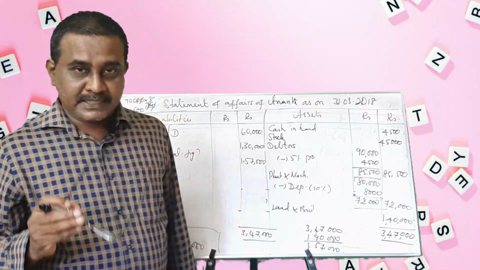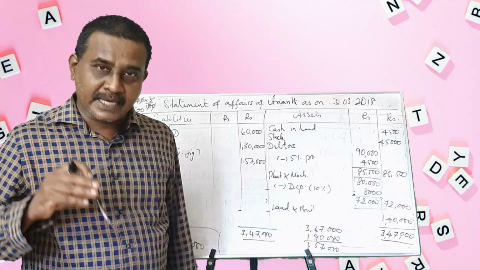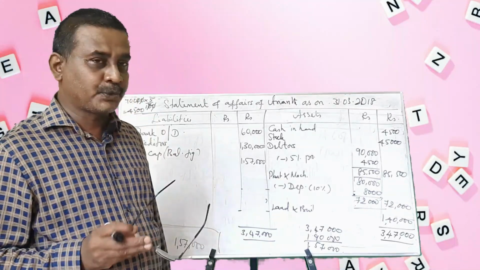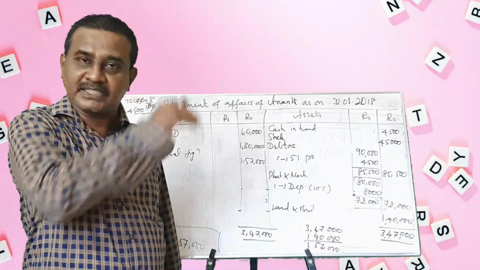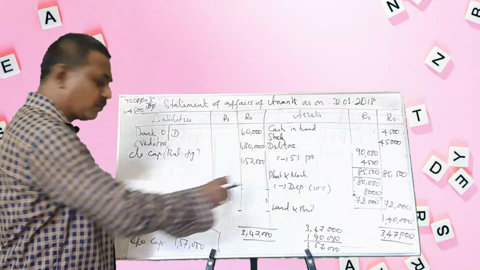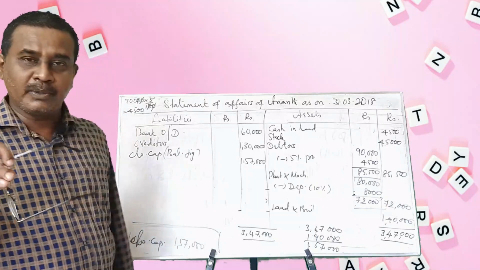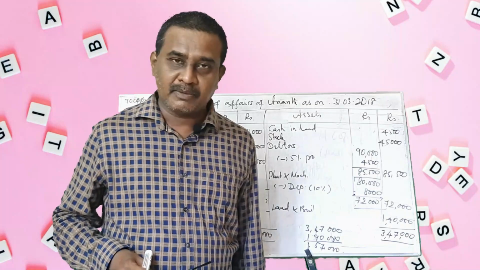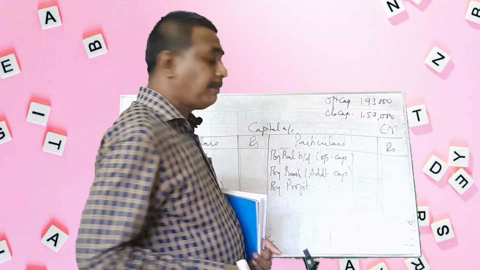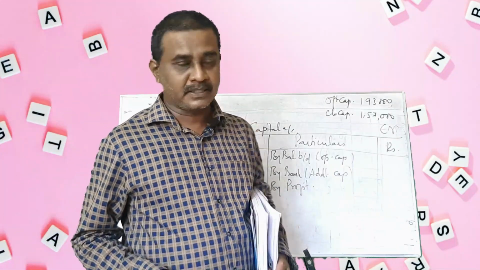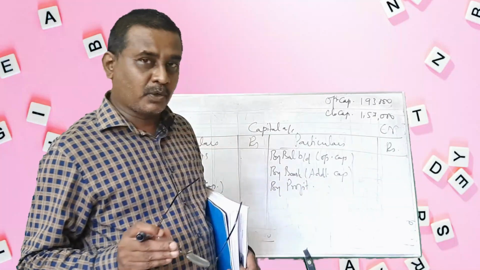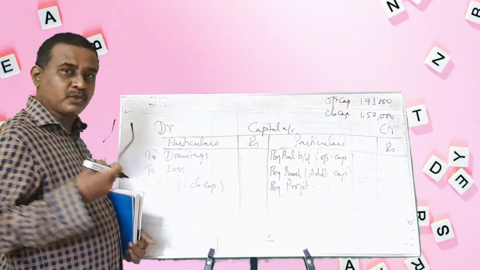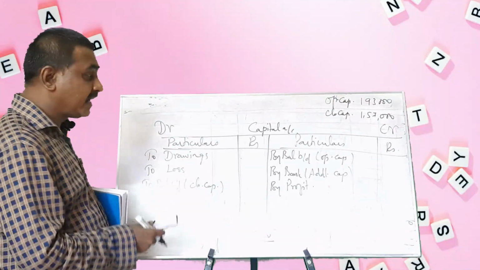Remember, adjustments should be done only in the statement of affairs which is prepared to find out the closing capital. You should not do those adjustments in the first statement of affairs. Next, you have to prepare a capital account to find out the profit or loss. Shall we prepare? Now, let us prepare the capital account and find out the profit or loss. Whether it is known to you or not, just write the format. I have written the format. Let us go for filling the figures.